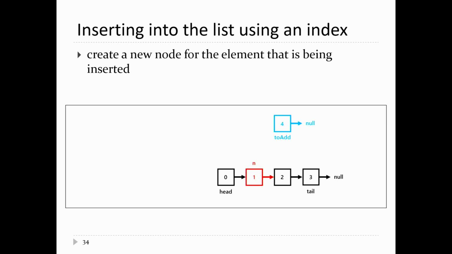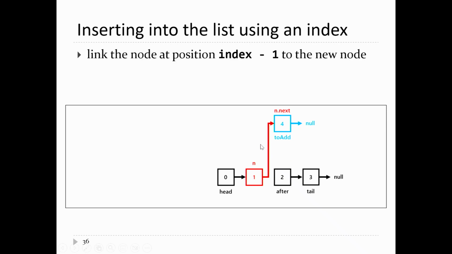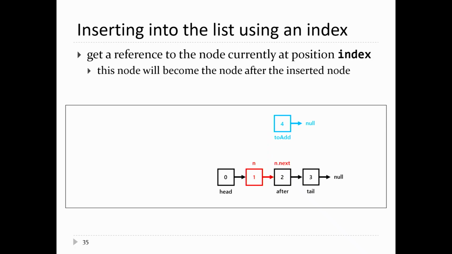Right? Now what do I need to do? I'm going to need the node after the node n, because I need to hook up to add to after, and I need to hook n up to add. So I need to remember what the after node is, or I need to be able to get the after node. Okay, so now you can see why I've written it this way. To get to after, I need n, because I need n.next to get to after.